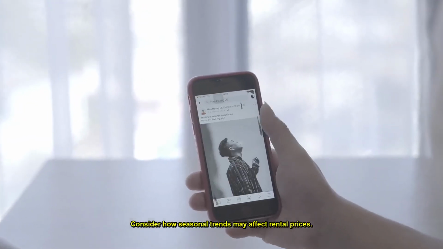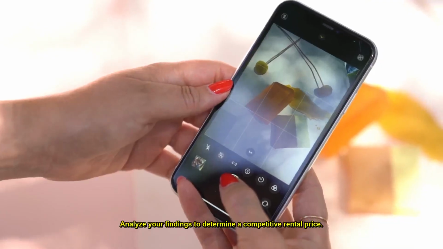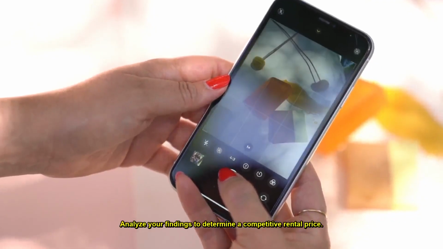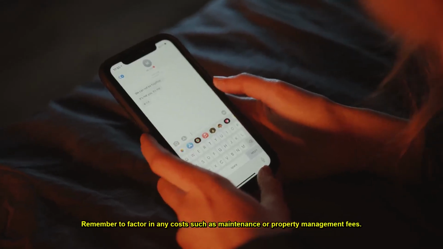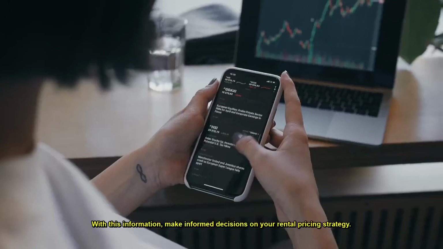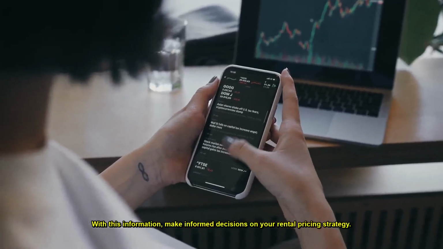Consider how seasonal trends may affect rental prices. Analyze your findings to determine a competitive rental price. Remember to factor in any costs such as maintenance or property management fees. With this information, make informed decisions on your rental pricing strategy.